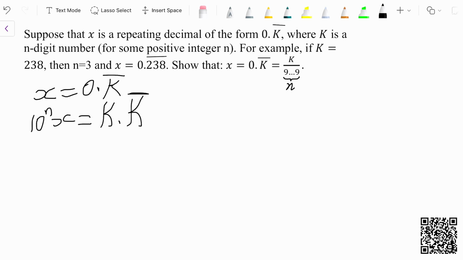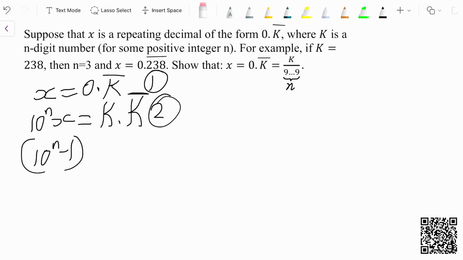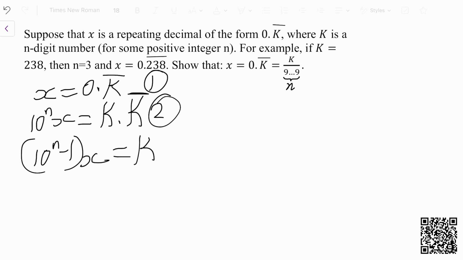So now let's just say this equation is equation 1, this equation is equation 2. We're going to use equation 2 to subtract equation 1. And 10 to the power of n times x minus x would also be equivalent to 10 to the n minus 1 times x. Well, that is a very, very sloppy x. Which is also equivalent to k. And as you can see, we're already starting to go a little bit down this road of making the same equation with this equation.